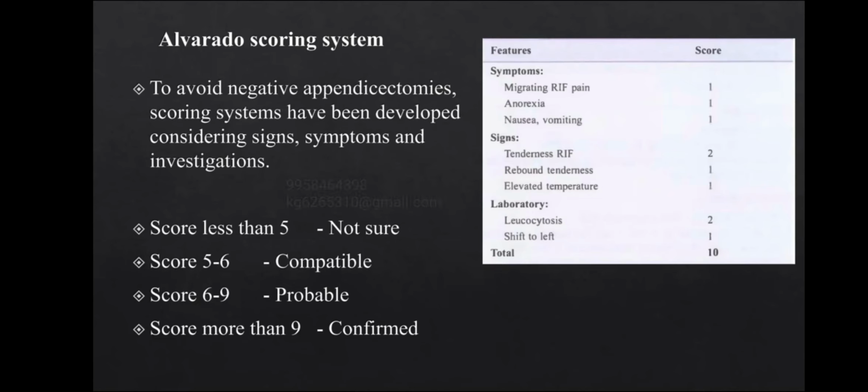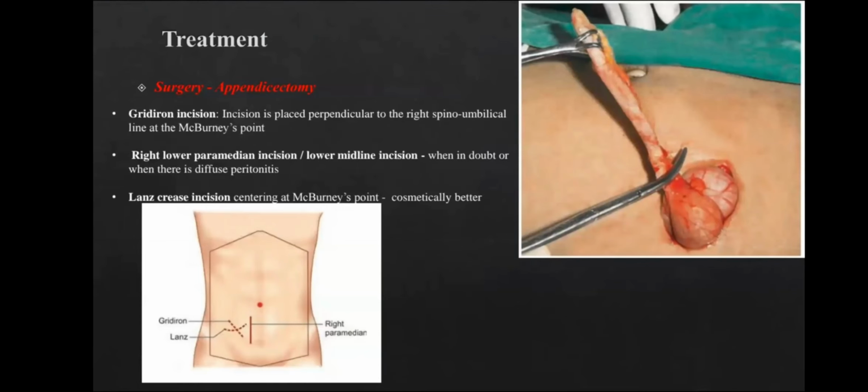Other scoring systems include the modified Alvarado scoring system, where the shift to left is removed, and the Anderson scoring system. Certain other scoring systems are also mentioned, but this is the important one. Next is the treatment, that is surgery, appendicectomy. Based on the incision there are different approaches: Bredin incision, Rutherford Morrison's muscle cutting incision, Lanz incision, right lower paramedian incision, laparoscopic approach.